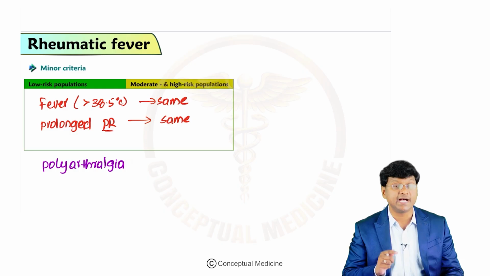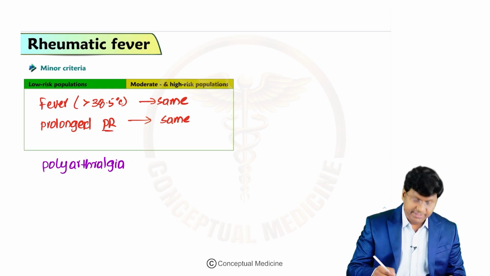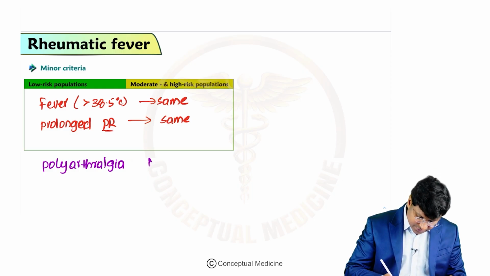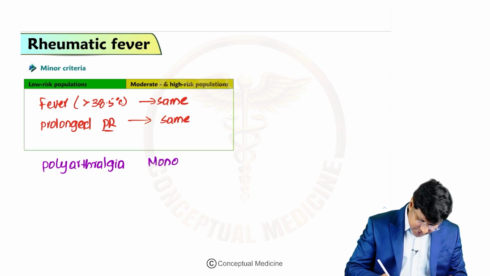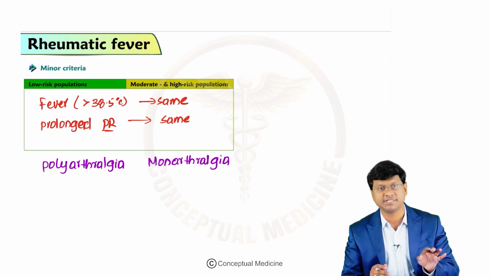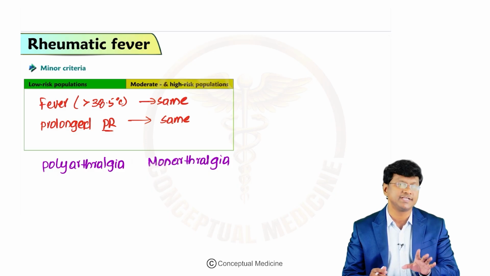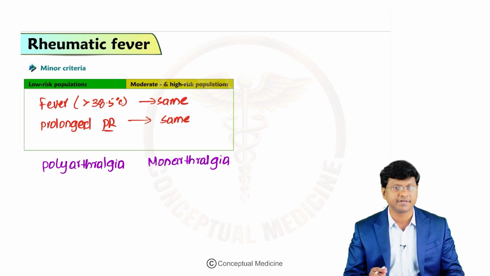Right, it is polyarthralgia in low risk population, whereas in high risk population, it is monoarthralgia. Low risk population, polyarthralgia should be there, whereas in high risk population, even if monoarthralgia is there, that can be taken as the minor criteria.